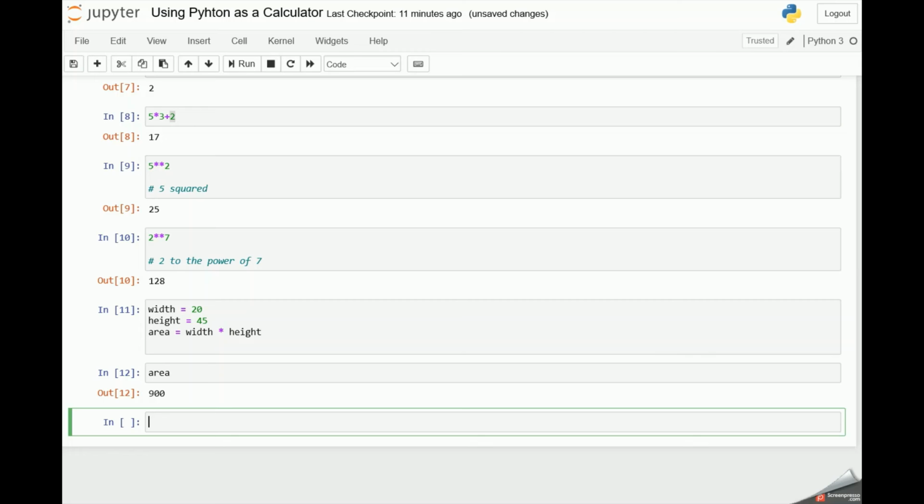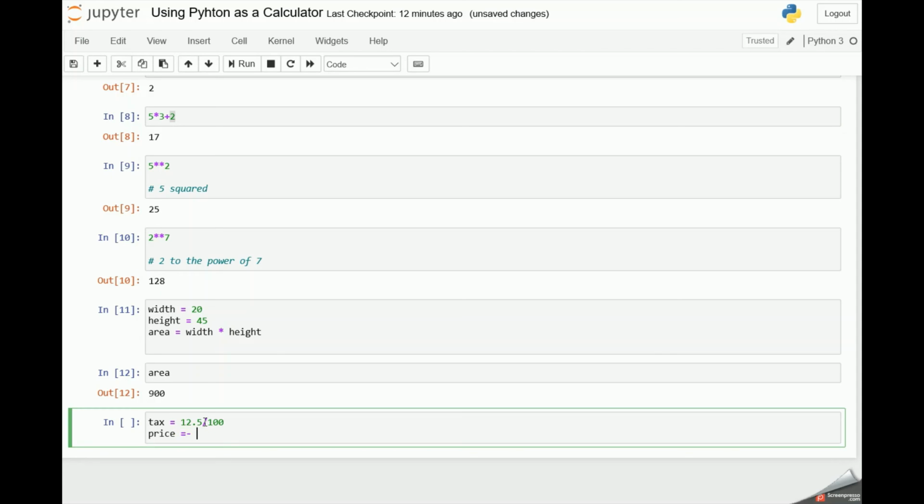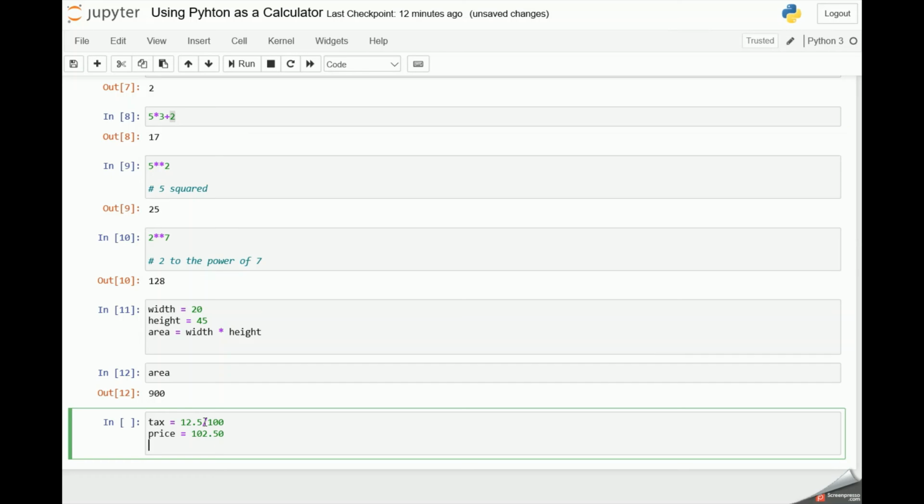So this is one of the operations that you can do. Maybe we might want to apply another mathematical operation. Maybe we can calculate the total tax amount, the total price with tax included. Let's say the tax value of an item is calculated by 12.5%, so let's say divided by 100, standing for percent. And the price of the item, let's say it is $102.50. So if you want to calculate the tax amount, let's call it tax_amount. That's going to be tax times price.